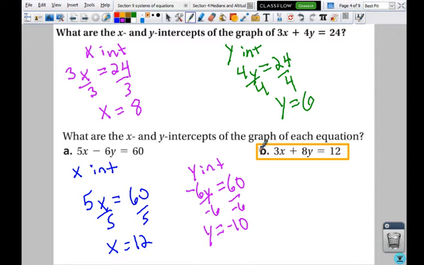All right, first in-class problem. I want you to find the x and y intercepts on part B. And you are going to get a fraction for one of these, just so you know. I want you to find the x and y intercepts on part B. Should be pretty quick, I think.